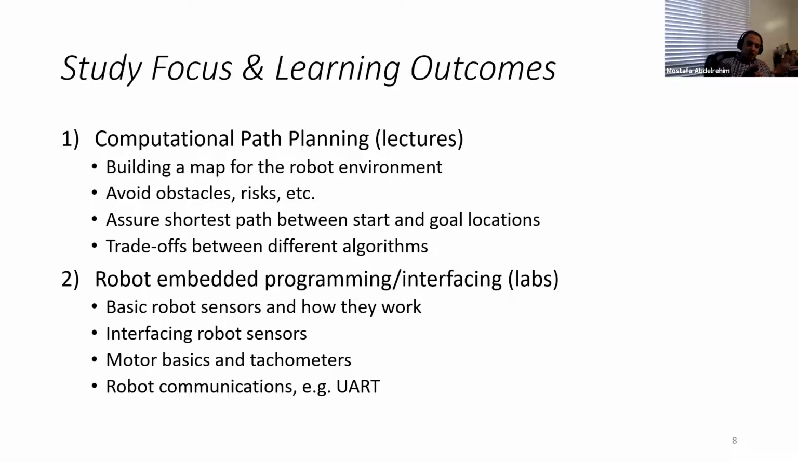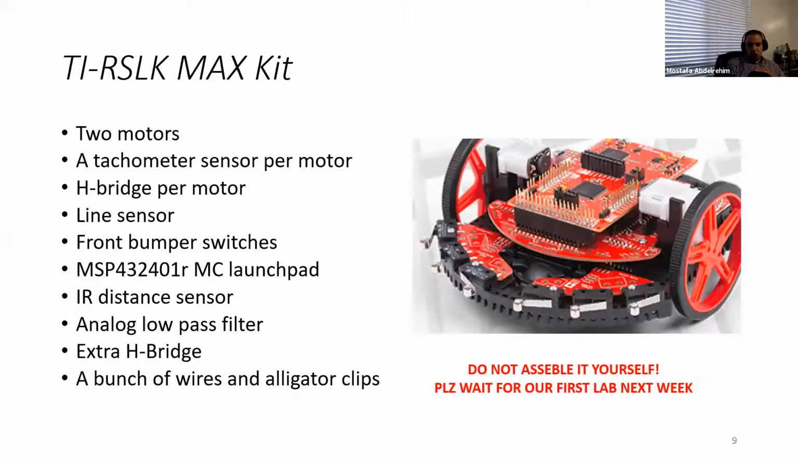Okay, so these are the two parts. The first part is the lecture part. The second one is a mix of coding, embedded system coding of course, and interfacing. It's embedded programming. This is the kit that you should receive. It's called the TI, Texas Instruments, RSLK Max kit. There are two kits: one is called RSLK, and the one that you will take is called RSLK Max. The first one needs some soldering, but this one is solderless, so everything is just plug and play. It has many features.